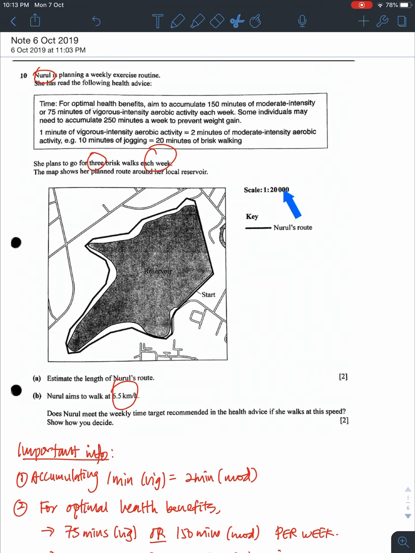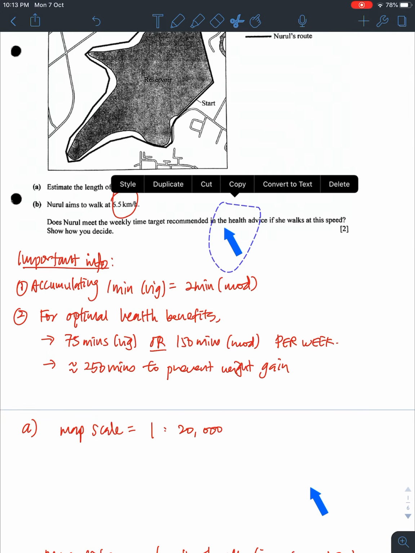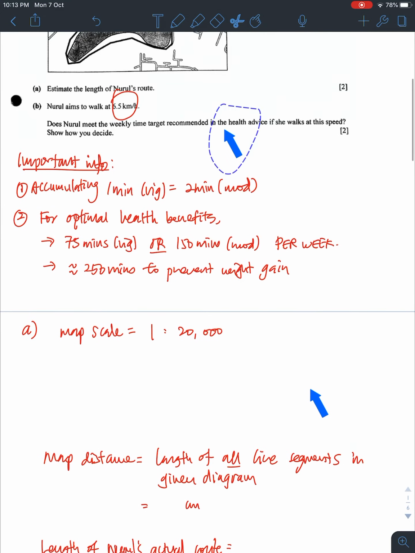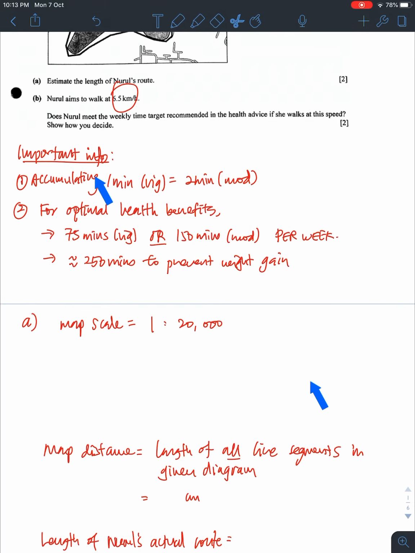And the table here gives us some information about optimal health benefits and some exercise-related intensities. If you were to pick up some of the information in the table, I've summarized it over here. These are the more important pieces of information, and you should be picking up all this information on your own as well. The first piece of information is that accumulating 1 minute of vigorous exercise is equivalent to accumulating 2 minutes of moderate intensity exercise.